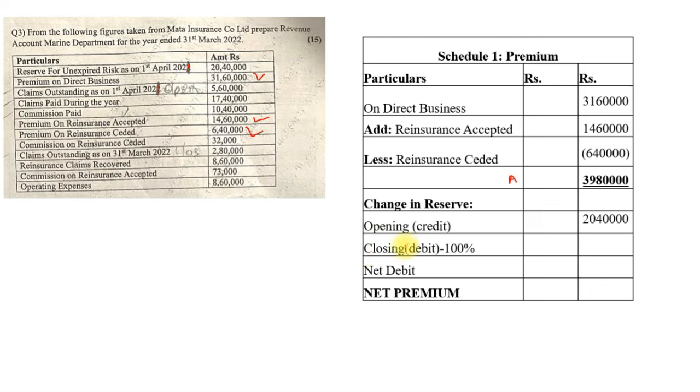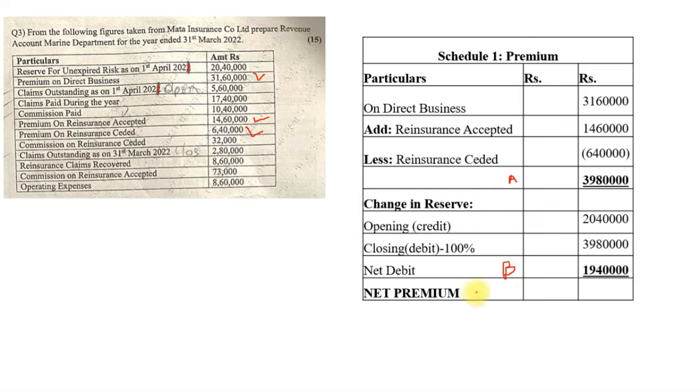Now always remember, the closing value of your reserve for unexpired risk for marine insurance is always 100% of your premium net of reinsurance. So whatever value you received in the A part, 100% of that will be the closing value of your reserve for unexpired risk for marine insurance. So 100% of 3980 is 3980. When you subtract, our debit is greater than our credit, so it will be a debit balance. Debit is the positive balance, a positive 19,40,000. We'll note this down as B.